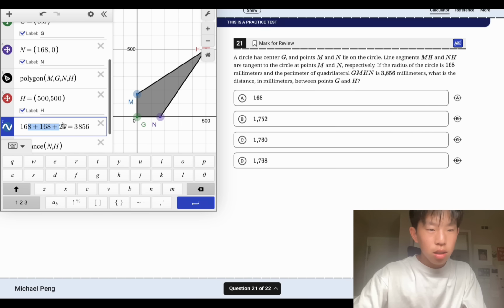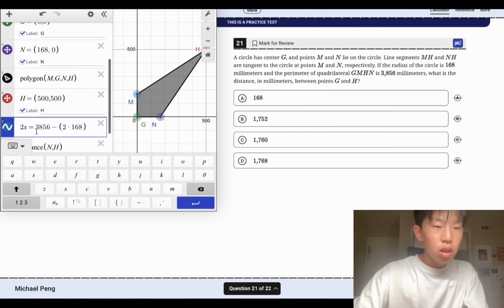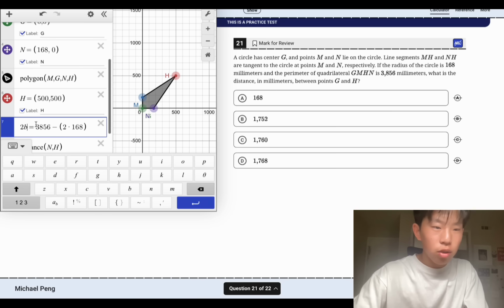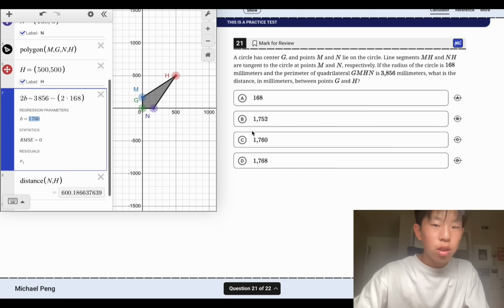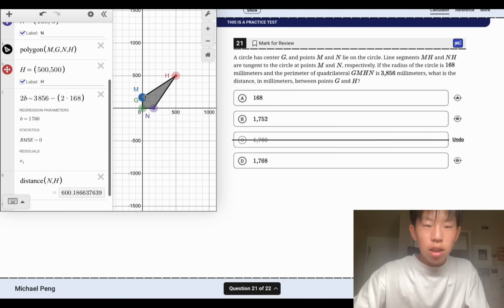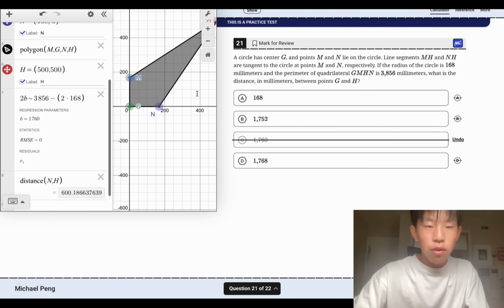So let's subtract both sides by 2 times 168. You see how I have to zoom out, so I'm just going to use regression so it tells me. So now I know the distance from M to H and N to H is 1,760. Okay, so is that our answer? No, it's not. Here's the thing. It's not asking for the distance between M and H. It's asking for the distance between G and H.